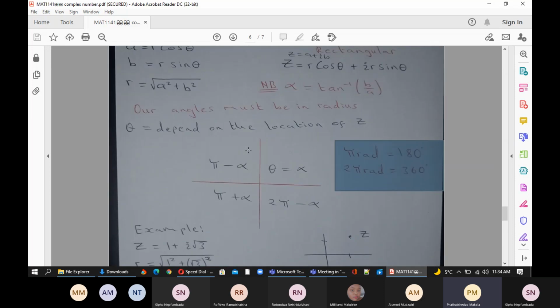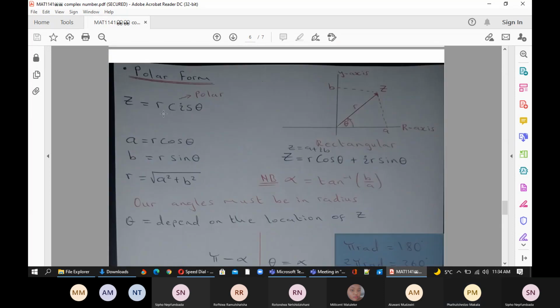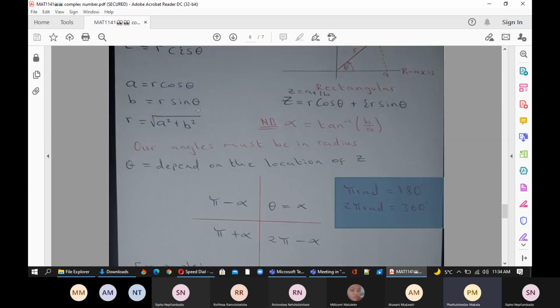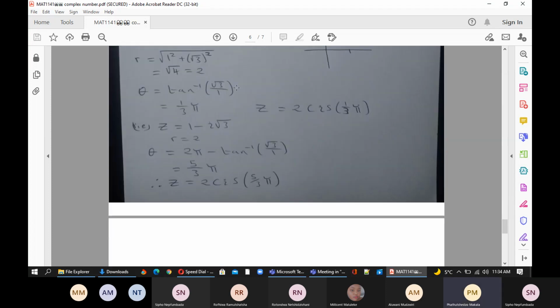So meaning that our Z, we know that our Z is equal to what? R CIS theta, right? Where they say R, we substitute. Where they say theta, we substitute. Therefore, we obtain a structure like this. Any question? Example.